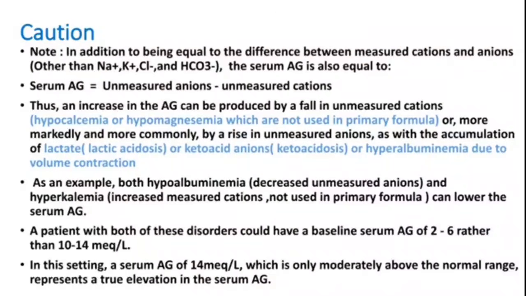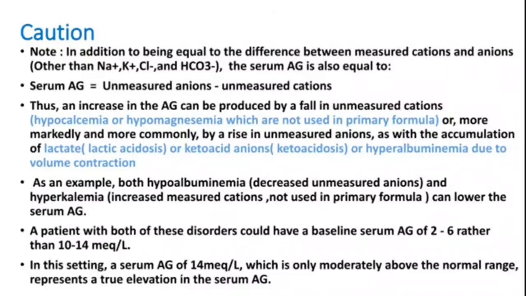So that also comes into the picture whenever there is hypocalcemia or hypomagnesemia in a patient who is in critical care. And some patients with accumulation of lactates or keto acids, hyperalbuminemia, all will produce change in the anion gap. So in critical care patients, we have to use other formulas for calculating anion gap. As an example, both hypoalbuminemia, that is decreased unmeasured anions, and hyperkalemia, increased measured cations, which is not used in the primary formula, can lower the serum anion gap. So use all these formulas to get an exact anion gap whenever you are in doubt.